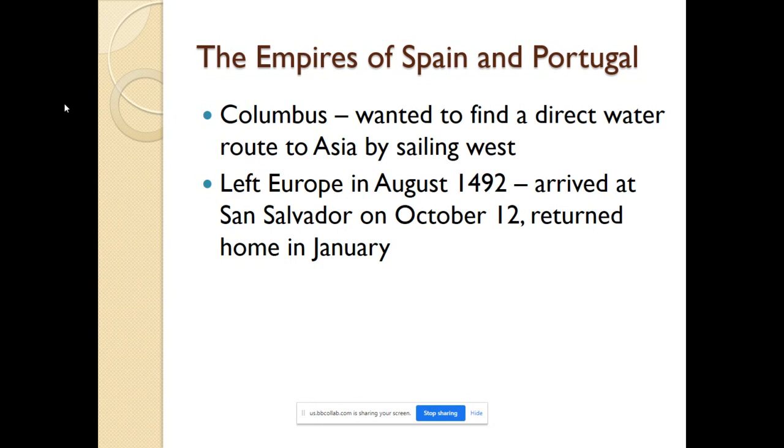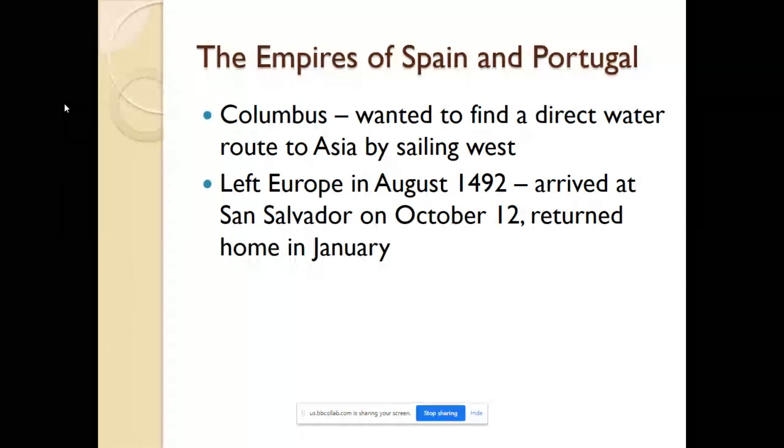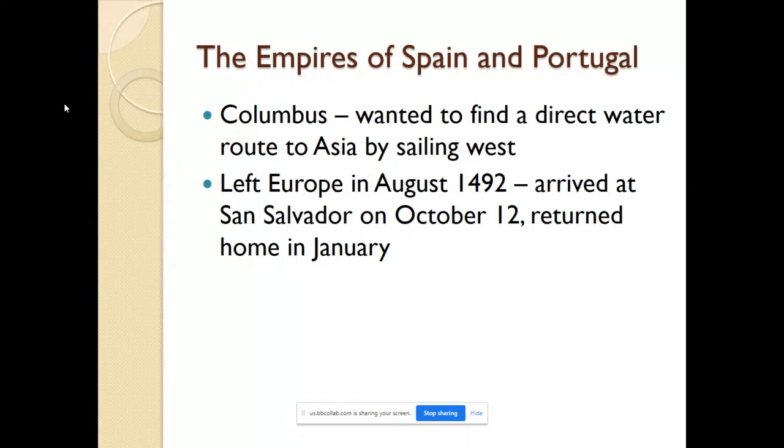And he sails, and he sails, and he sails, and they're about to run out of supplies. His sailors are getting angry. They want to turn around and go home, and then finally, in October, they arrive in the Bahamas, probably at San Salvador. And he thinks that he has made it to India because obviously, what does he call the people that he encounters? He refers to them as Indians, because he thought it was India. Turns out not so much.